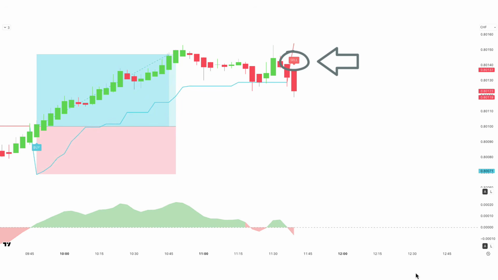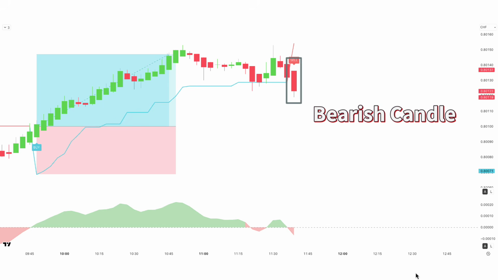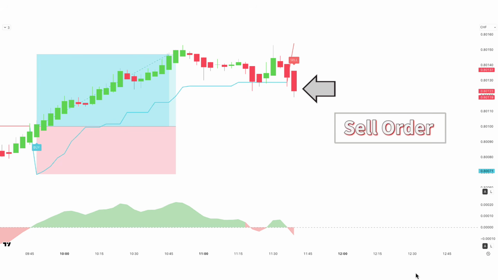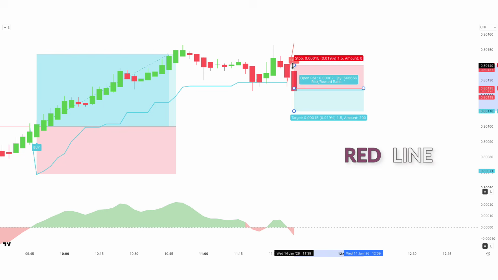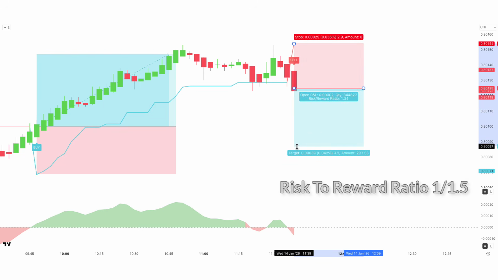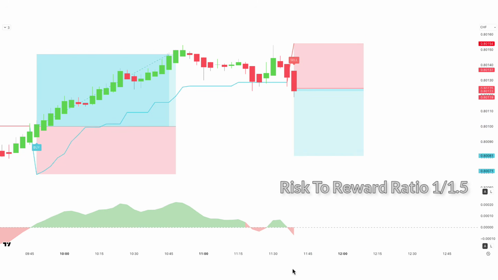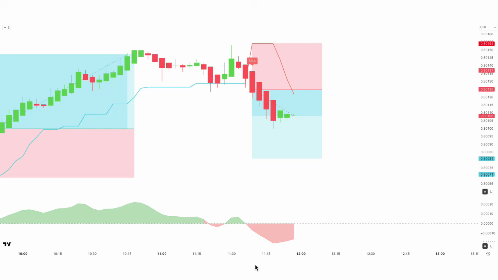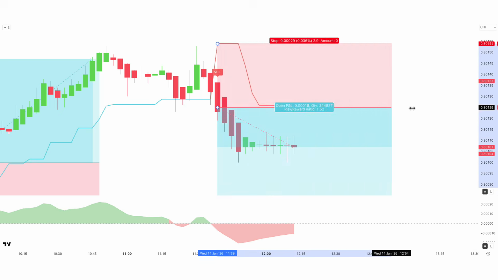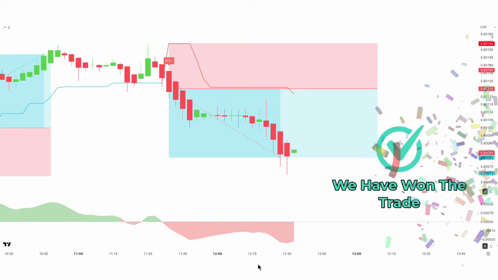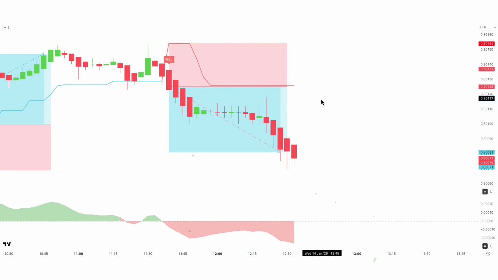Here, the Trend Cloud with Institutional arrow of this indicator is a sell signal. Here, the MACD Momentum Structure indicator shows a red area. Here, the market has made a bearish candle to give confirmation. So all our conditions are being fulfilled, so we are placing an order to sell. Our stop loss is to be placed at the red line, and the risk to reward ratio will be 1:1.5. Let's see what happens to our trade. Our trade is running in profit. We have won the trade. Let's find the next trade.